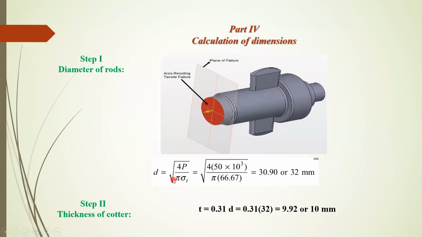In the second step, we have to find the thickness of the cotter. Some standard empirical relations are to be used while designing. For the thickness of the cotter, the empirical relation is t equal to 0.31 times the diameter of the rod. By that relation, we get the thickness of the cotter as 9.92, and rounding up, we take it as 10 mm.